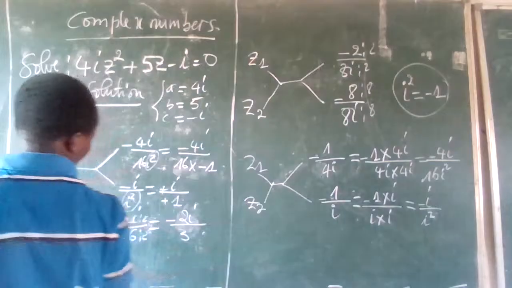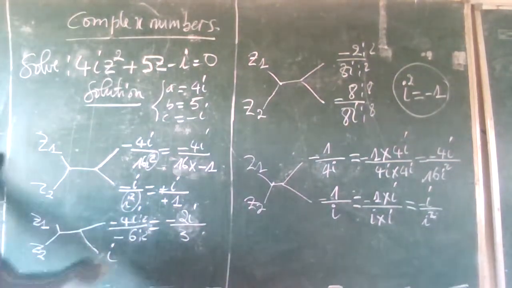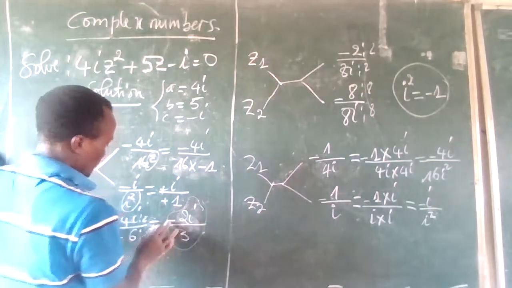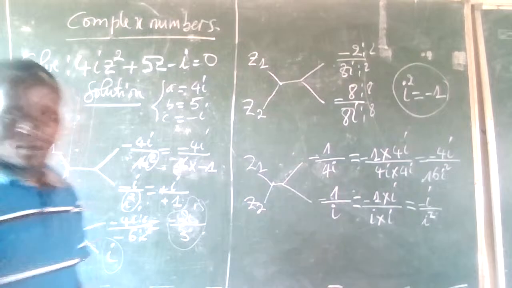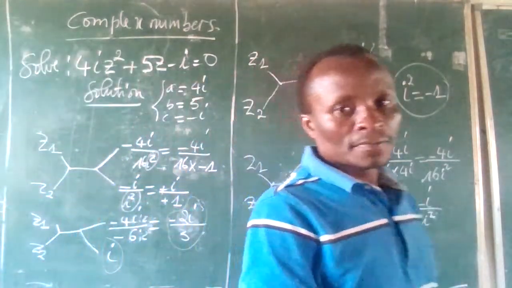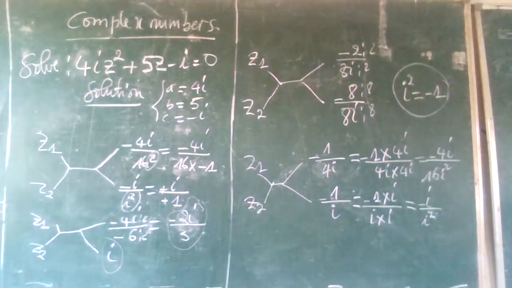Now, finally, this is the first one. This is the last one. This is minus as Z1 and Z2. We are going to do another one which has Z power 3. Don't miss.